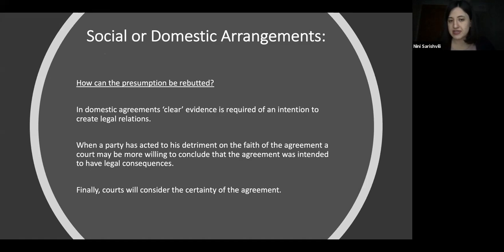In domestic agreements, clear evidence is required of an intention to create legal relations. Where a party has acted to his detriment on the faith of the agreement, a court may be more willing to conclude that the agreement was intended. So even if there is no clear evidence of the presumption to be rebutted, if one party acted to their detriment, the court would be more willing to assume that there is intention to create legal relations.